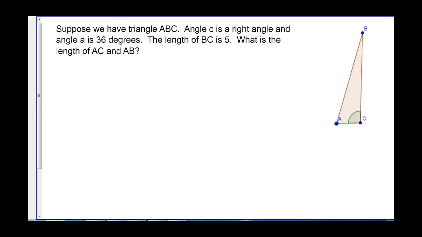Suppose we have triangle ABC. Angle C is a right angle. Angle A is 36 degrees. And the length of BC is 5. And we want to know the length of AC and AB.